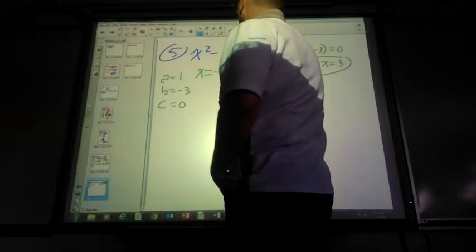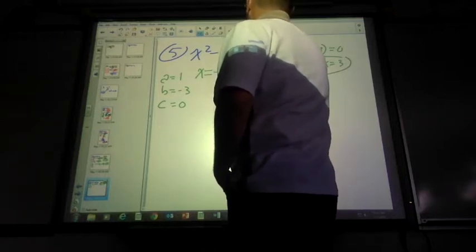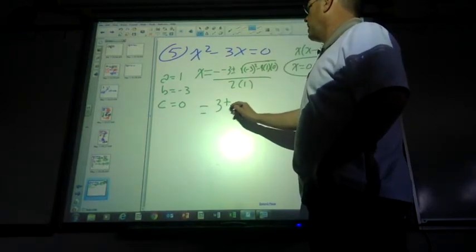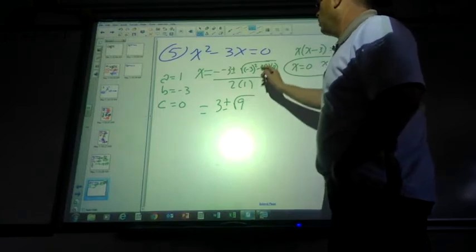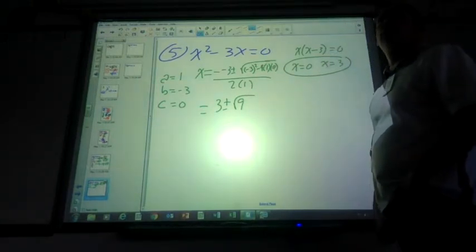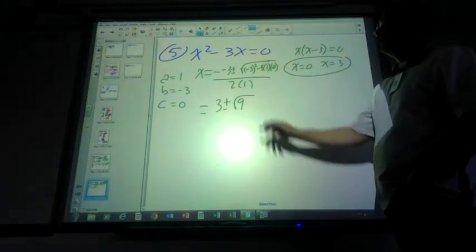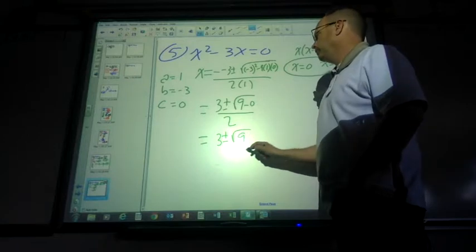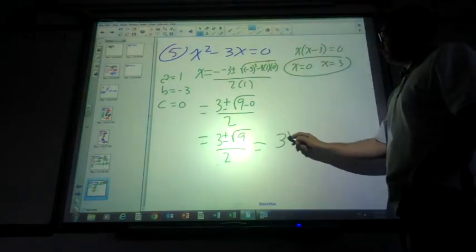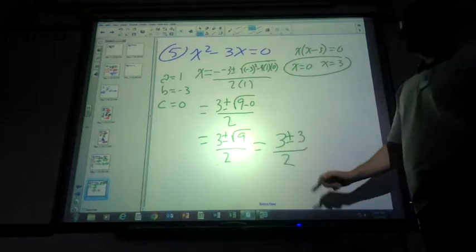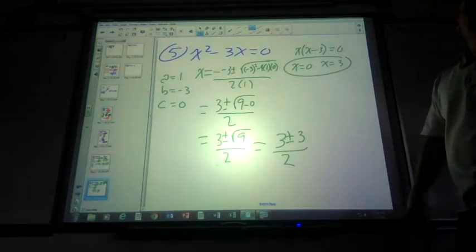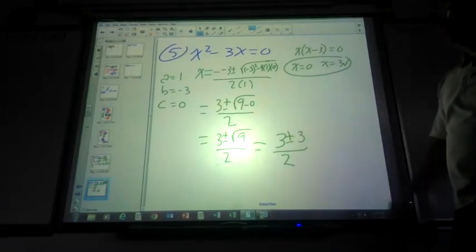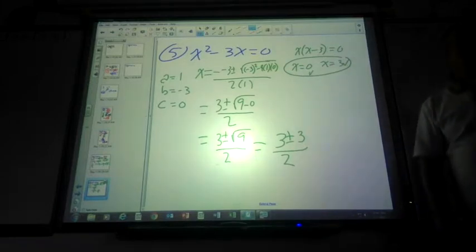x is equal to negative b plus or minus the square root of b squared minus 4ac all over 2a. All right, negative 3, positive 3, plus or minus the square root of negative 3 times negative 3, 9. What is negative 4 times 1? Negative 4. What's negative 4 times 0? 0. What's 9 minus 0? 9. What is the square root of 9? 3. Ready? 3 plus 3 is? 6. 6 divided by 2 is? 3. 3 minus 3 is? 0. 0 divided by 2 is? 0. Done. That's it.